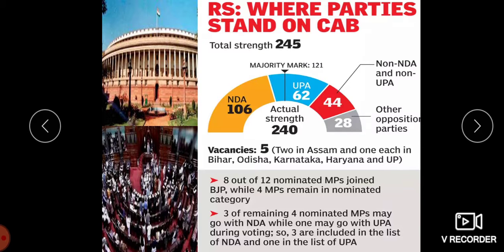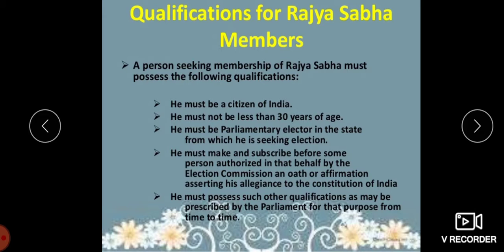The representatives of the union territories are chosen in such a manner as Parliament may prescribe. The 3 representatives from Delhi are elected by the members of the Legislative Assembly. The Rajya Sabha at present consists of 245 members, of whom 12 are nominated by the President.